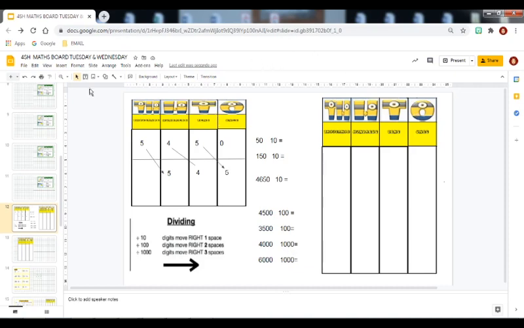So what I would like you to do now is pause this video here and have a go at using a place value grid. You can line up your own, or you can use a whiteboard and write down 50 divided by 10. What does it equal? 150 divided by 10. What does 4,500 divided by 100 equal? When you're ready, please press play.